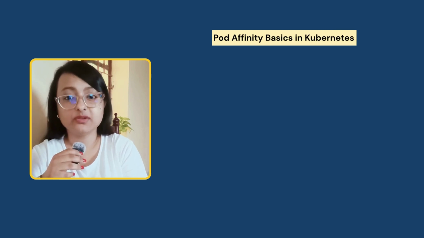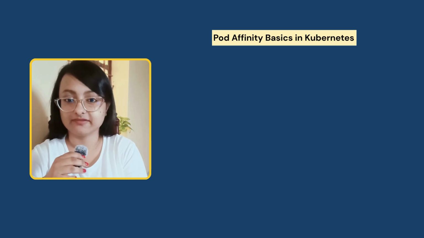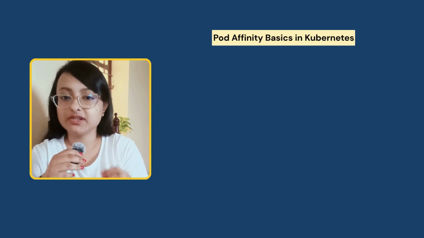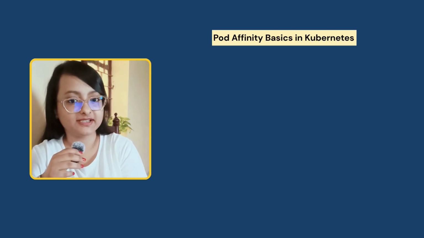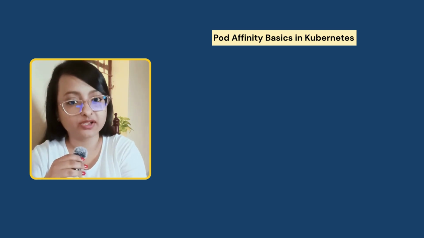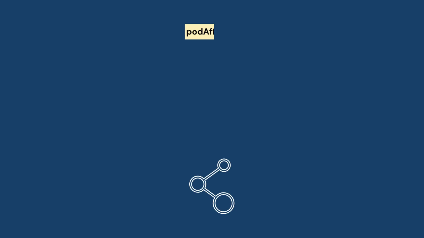Now, let's learn about affinity rules in Kubernetes. We have two types of affinity in Kubernetes pods. One, pod affinity, number two, pod anti-affinity. Pod affinity is used when you have multiple pods and you want a set of pods to be scheduled on a particular node. You can control that with pod affinity. But suppose you have multiple pods and you want a group of pods to not be scheduled on a certain node. You can control that with the help of pod anti-affinity.